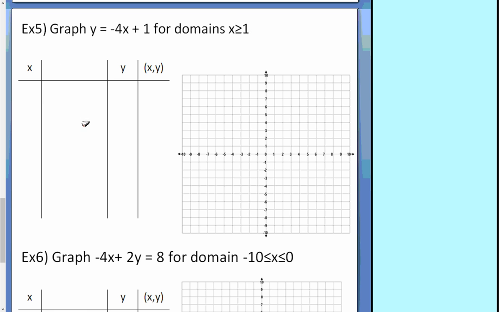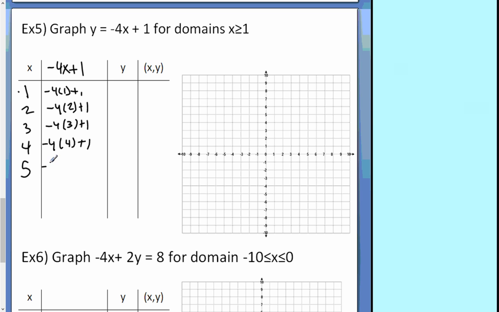In fact, I can't put anything negative in or 0. What's the first number that I could put in? Well, the first number I could put in is 1. What else could I put in? Well, 2. I could put in a 3, I could put in a 4, I could put in a 5, right? I can't put anything smaller than 1 in, because that's what this is saying. Go ahead and make my table, negative 4x plus 1. Put my numbers in, negative 4 times 1 plus 1, negative 4 times 2 plus 1, negative 4 times 3 plus 1, negative 4 times 4 plus 1, and negative 4 times 5 plus 1.